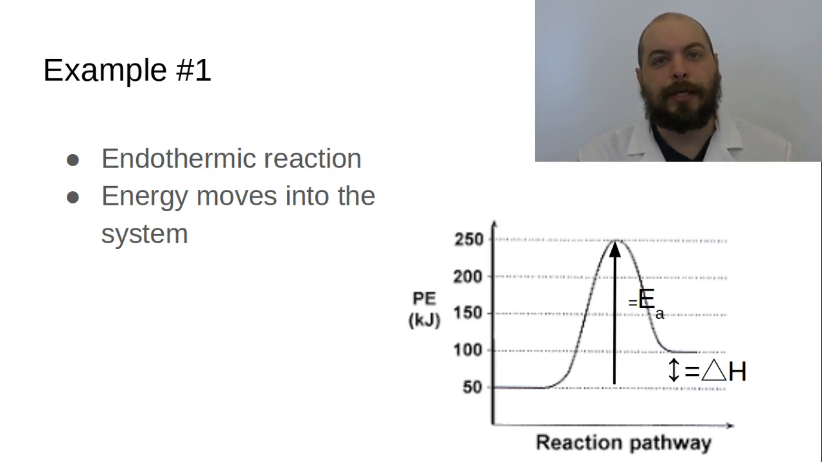In addition to delta H, we can also analyze this graph for something called the activation energy. Activation energy would be the energy that a reactant must gain in order to overcome the energy of the transition state that we just discussed a little bit earlier. So the activation energy would be the change in energy from my reactant up to the enthalpy of my transition state.